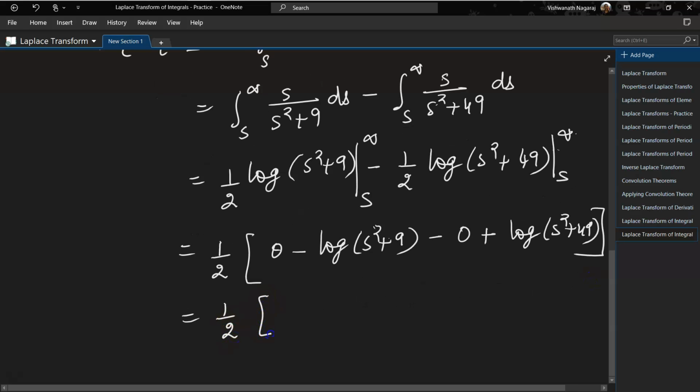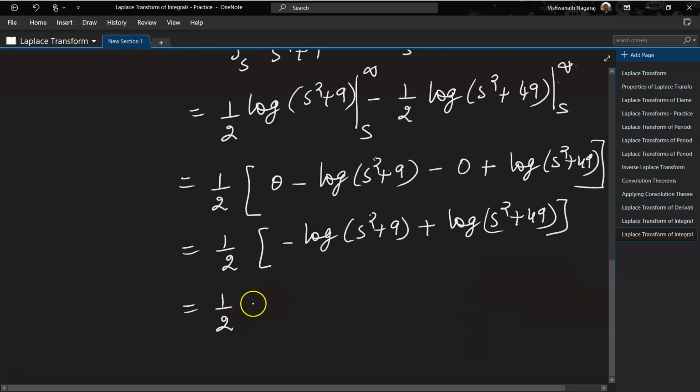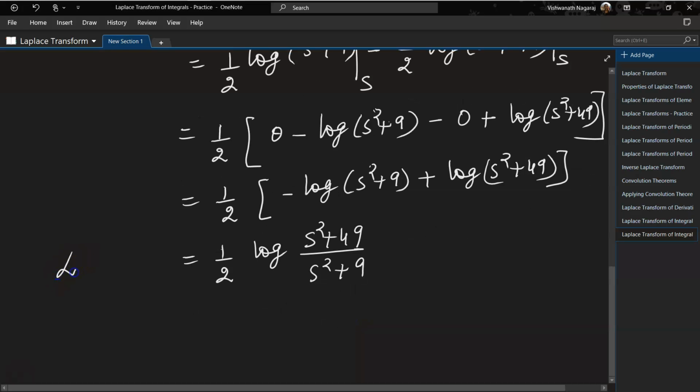So 1 by 2, this is log of s square plus 9 plus log of s square plus 49. Here what we can do is subtraction. It is this minus this, so that we can convert it into division. So log of s square plus 49 divided by s square plus 9. So that is the Laplace transform of f of t by t for the given f of t.